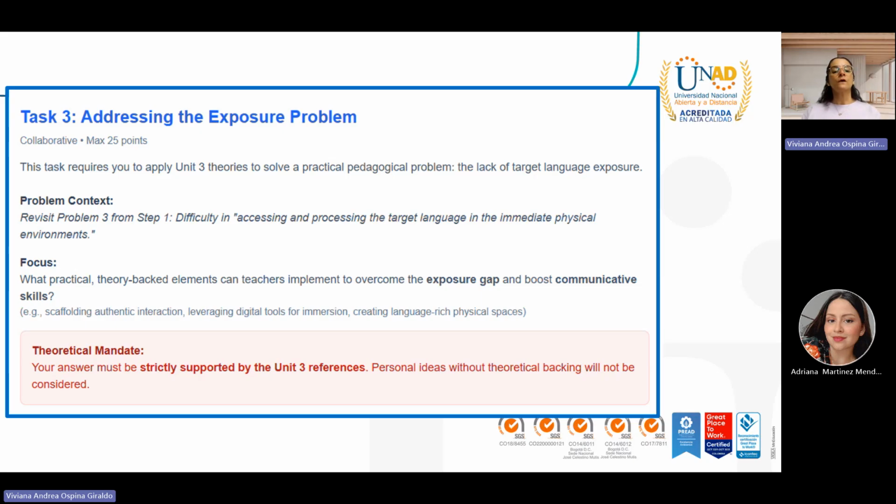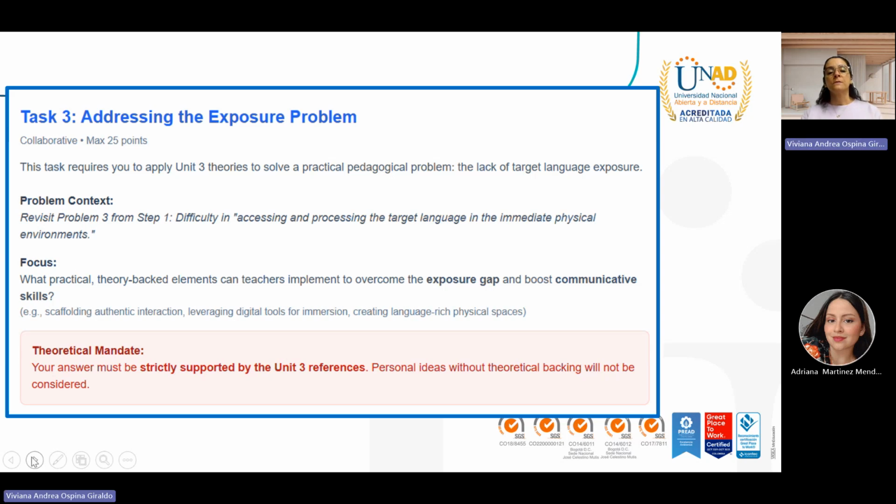So when we talk about the theoretical part, I urge you that you answer strictly supported from the references, given that personal ideas without theoretical backing will not be considered. So I urge you to read the references, really come in tune with them, and then make sure that whatever proposals you make or offer or show us have theory-based elements that are backing up your ideas or your proposals.